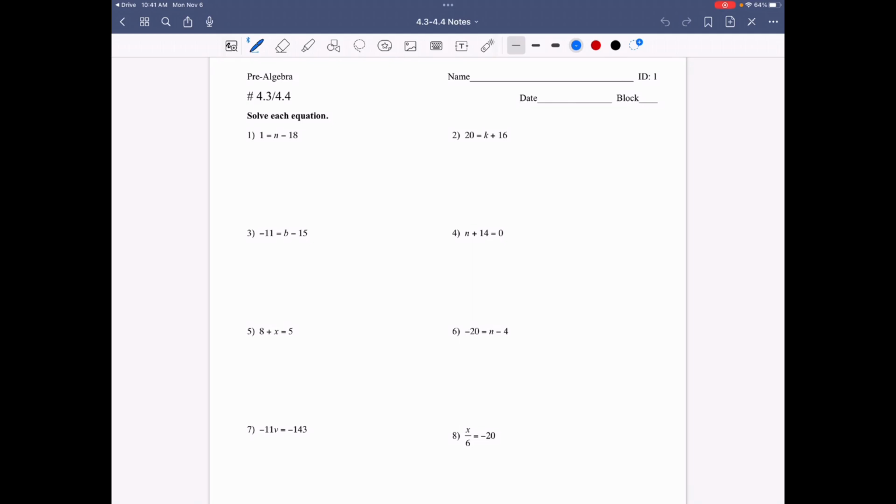Today we are solving one-step equations, and one-step equations use inverse operations. So write that down on your paper. Inverse operations. What that means is if you are adding, then the inverse operation would be to subtract. And the inverse operation of multiplying is to divide, and the inverse of dividing is to multiply. So back and forth.